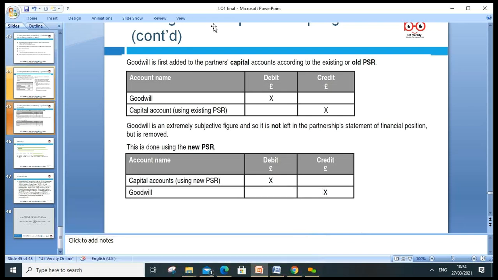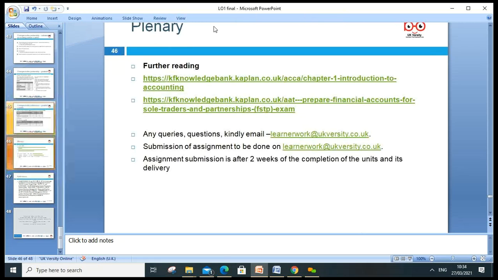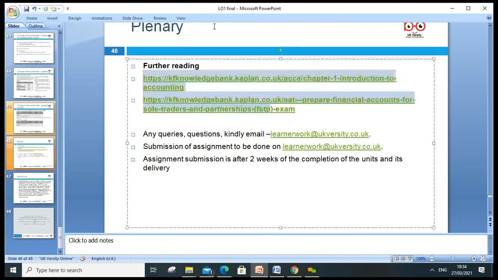I'll send you the booklet with the answers so you can explore further: new partners, old partner retired, and all the questions. I also copied the links if you want to read further.